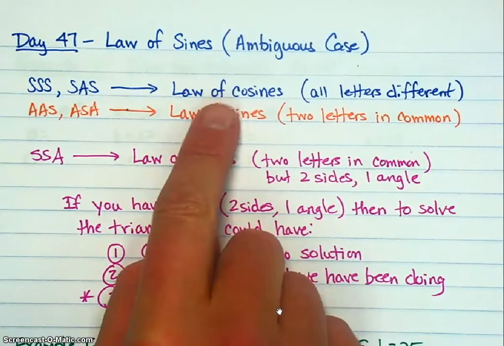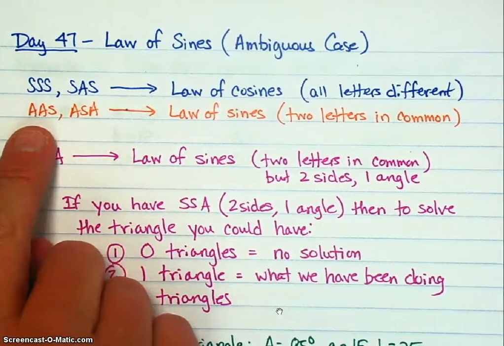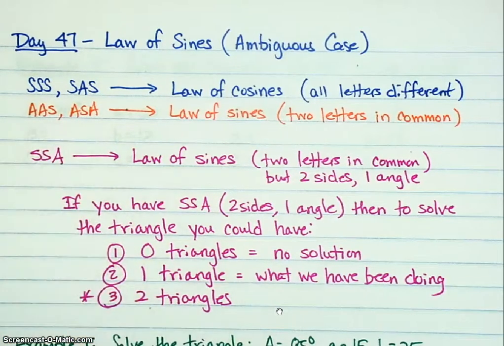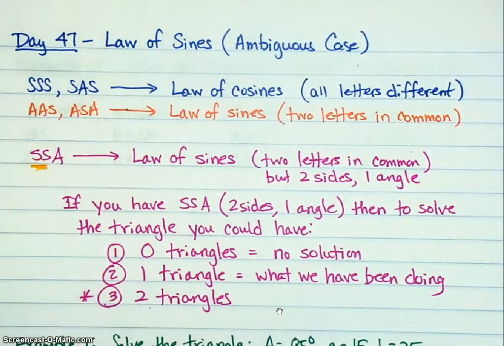Now, if you use the law of cosines to start a problem, you do not have to check for a second triangle. That is one triangle, period. But if you use the law of sines to start a problem and you have two sides and one angle, then you're going to have to check for a second triangle. Now, the cases that we looked at yesterday, both of those have two angles, so you don't have to check for a second triangle. It's only this case right here.